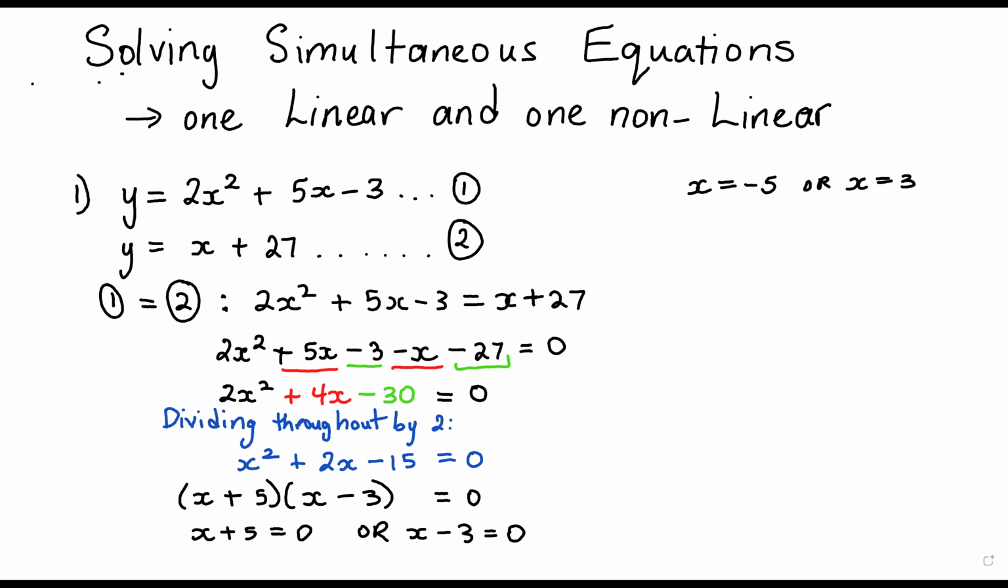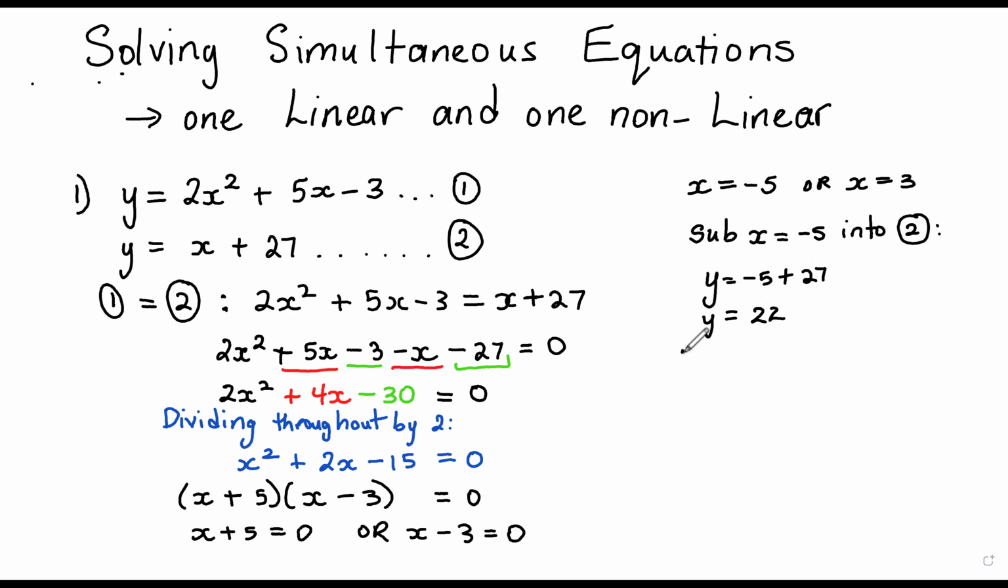And once you figure out your two solutions of x, you're now going to substitute each of them into one of the equations to find out what your corresponding y value is. So first I'm going to substitute x is equal to -5 into equation 2 because that's very straightforward, right? Equation 2 is y is equal to x plus 27. So that would mean y is equal to x, which is -5, plus 27. Therefore, y is equal to 22. So the first solution would be when x is -5, y is 22.